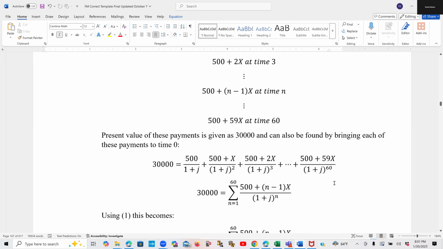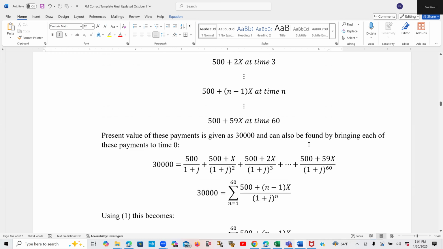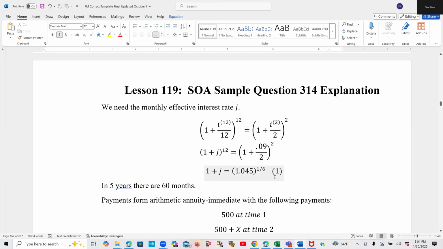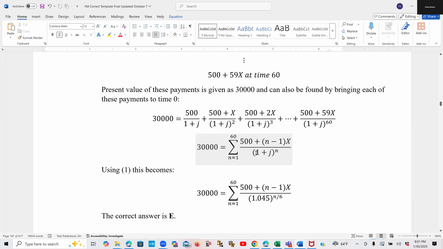So we're almost there, except that the answer choices have a numeric value here, which we will get if we recall equation 1, which we found that 1 + j = 1.045^(1/6). So when we replace 1 + j by 1.045^(1/6), this denominator becomes 1.045^(n/6). And this is choice E.